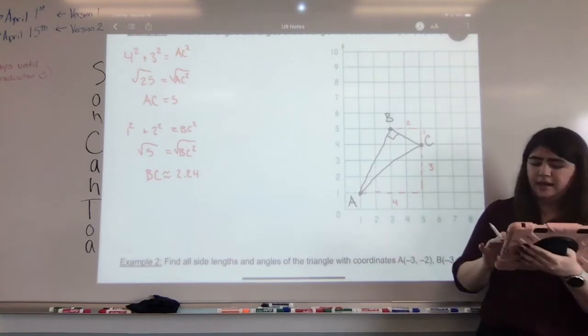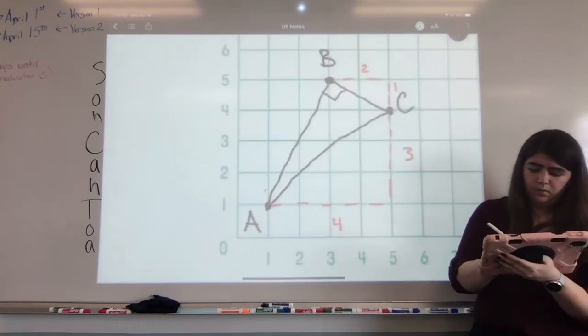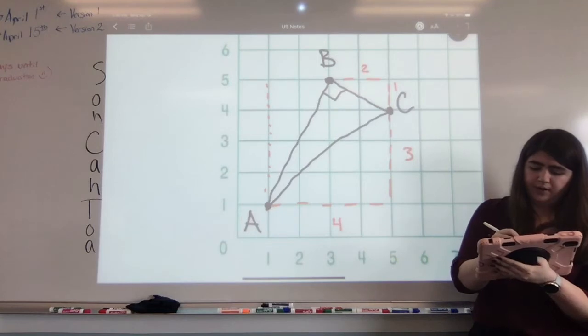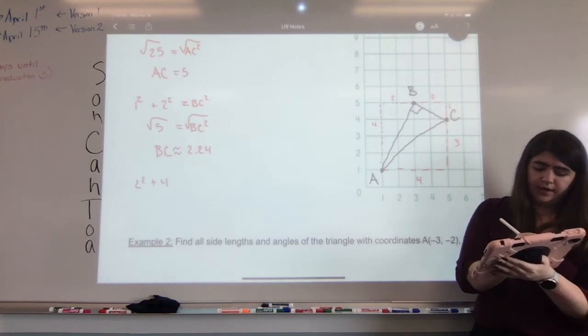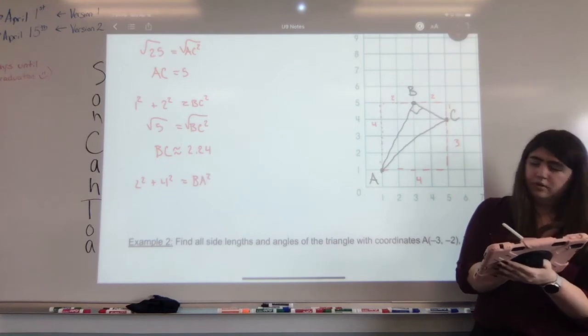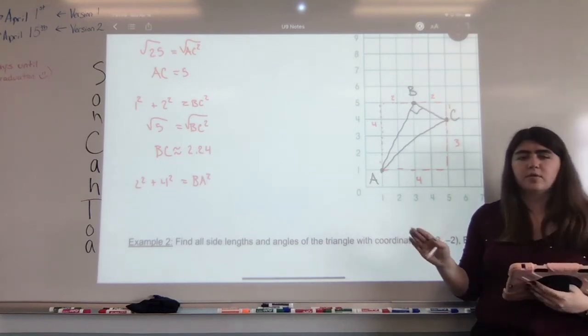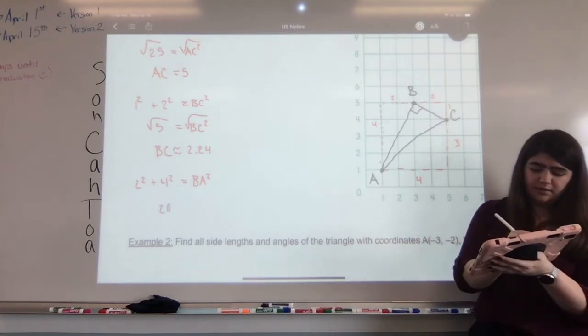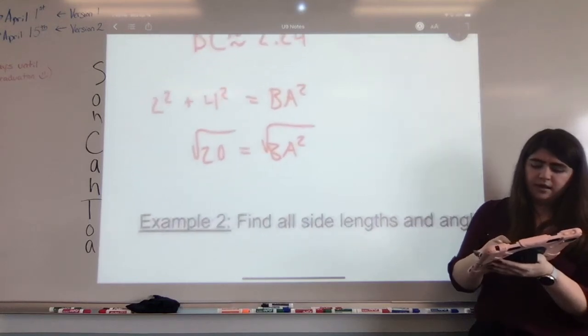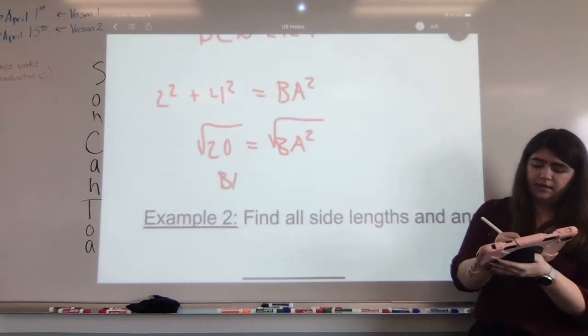Right, next we have side AB, and we go up 1, 2, 3, 4 squares, and over 2 squares. So I have 2 squared plus 4 squared is equal to BA squared. 2 squared is 4. 4 squared is 16. 4 plus 16 is 20. So I have 20 is equal to BA squared. We're going to take the square root of both of those sides, and that leaves me with BA is approximately equal to 4.47.